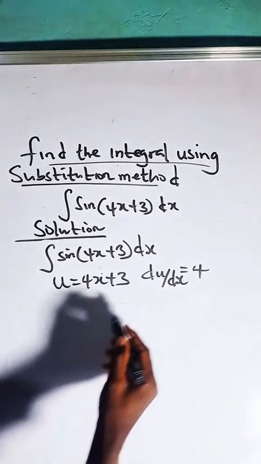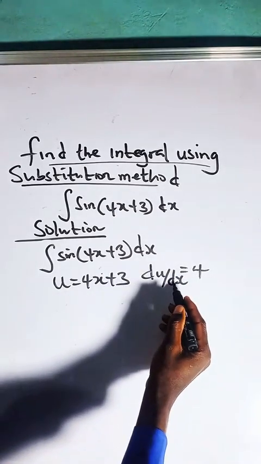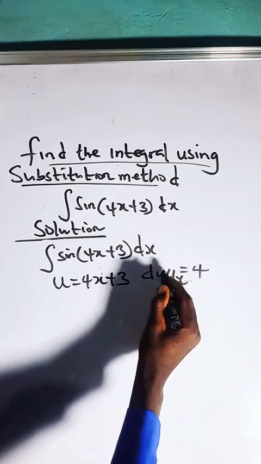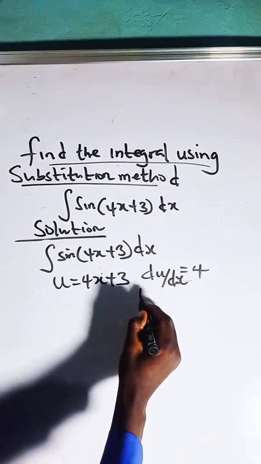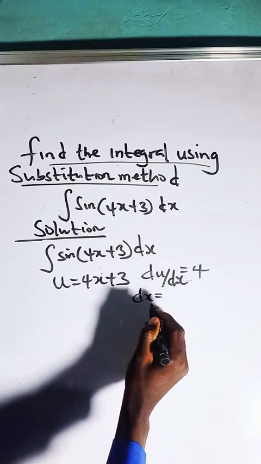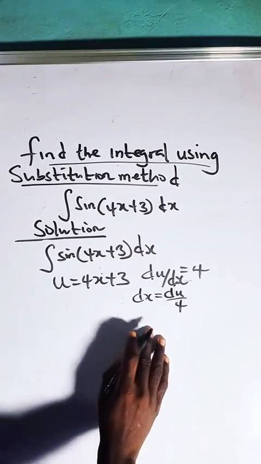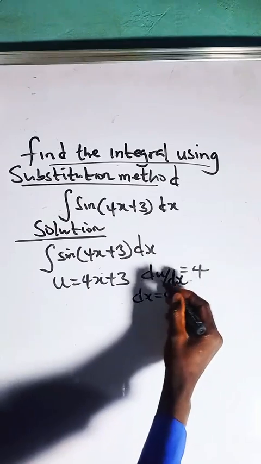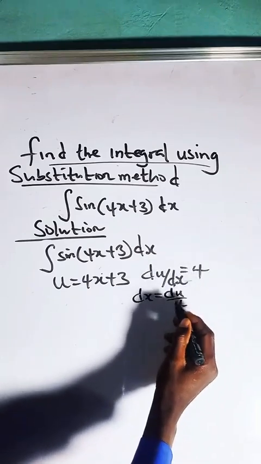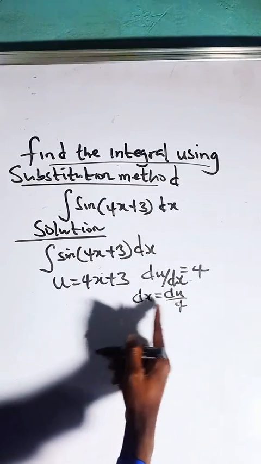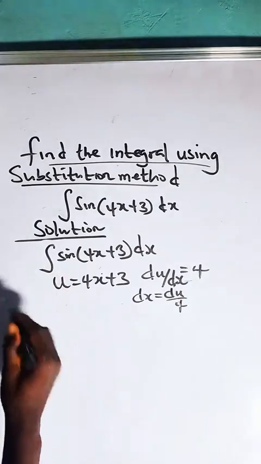So let us make dx the subject of the formula here. When we do that, we have dx = du/4. So we are making dx the subject of the formula here. Let's come back here.